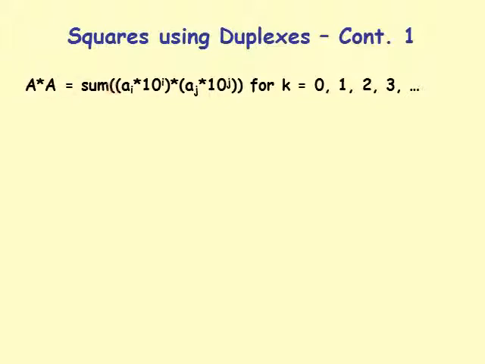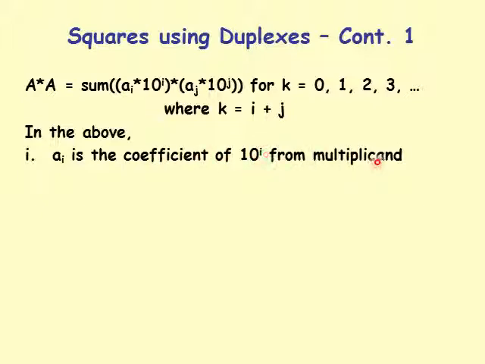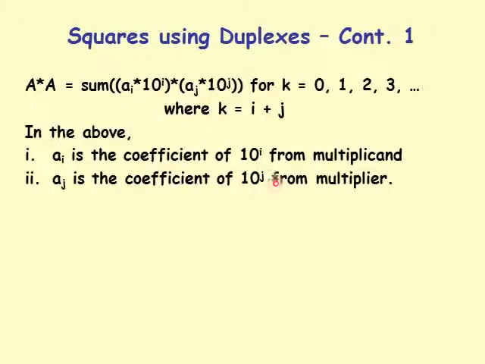Now, just repeating that from the previous slide, this A times A would be a sum of terms like this, where k is 0, 1, and k is a non-negative integer starting from 0. Let's continue here, where k is given by i plus j. Here i is the index or power of the base number 10 for the first term, and j is the power of base number 10 in the second term. In the above, ai is the coefficient of 10 to the power i from the multiplicand, and aj is the coefficient of 10 to the power j from the multiplier. So this term comes from the multiplicand, and these terms come from the multiplier. There are two operands in multiplication, and they're both the same value here, but one of them is the multiplicand and the other is the multiplier.